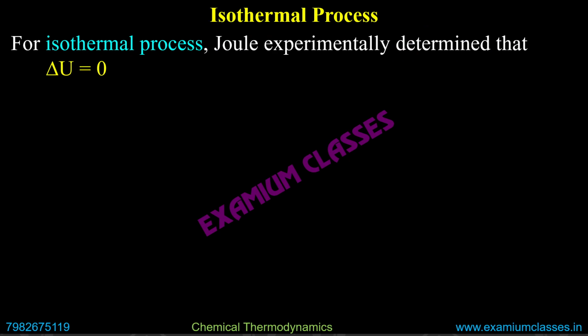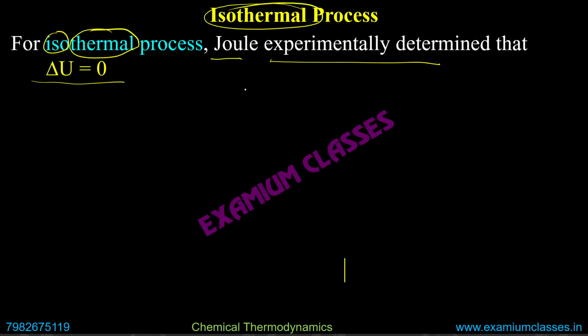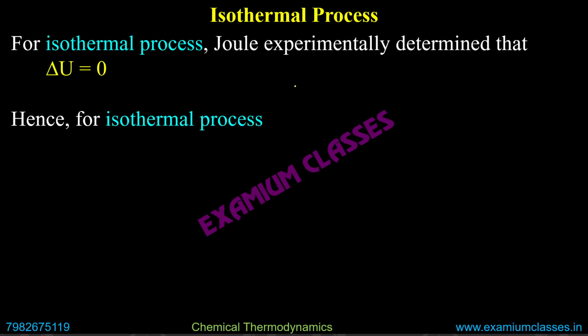Then isothermal process. Isothermal, iso means same, thermal means related to temperature. So same temperature. Temperature does not change during the process. That is known as isothermal process. So Joule experimentally determined that for isothermal process, the change in internal energy is zero. So remember, isothermal process, delta U is zero.